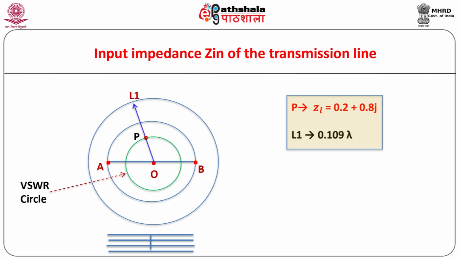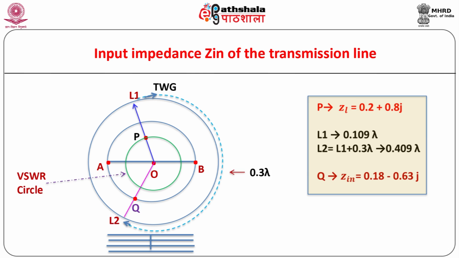at point say L1 on the circle. Note the reading at point L1. Step number 4. Now 3.3 lambda is equivalent to 0.3 lambda. Hence, add 0.3 to the reading on wavelength scale at L1. Move along the circle in the direction towards the generator and reach a point L2 reading L1 plus 0.3. Step number 5. Join points L2 and O. Note the point of intersection Q of the line OL2 and the circle of radius OP.